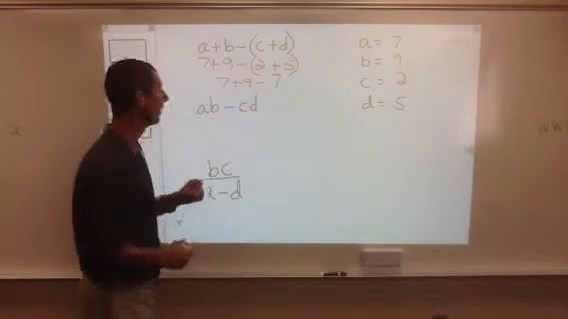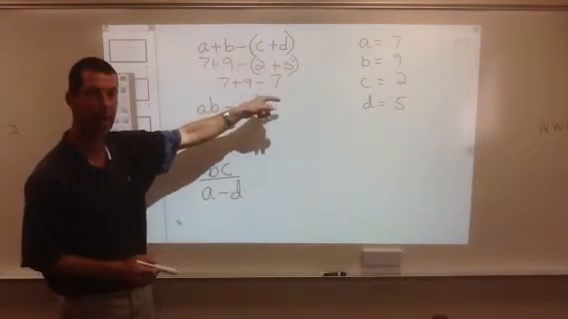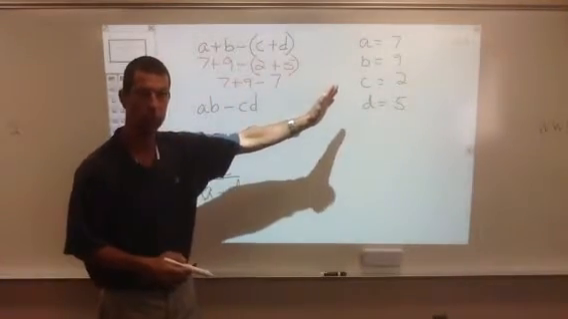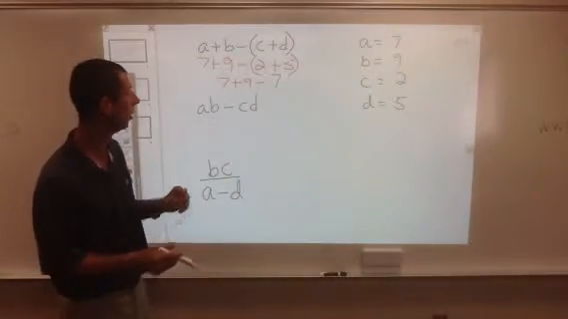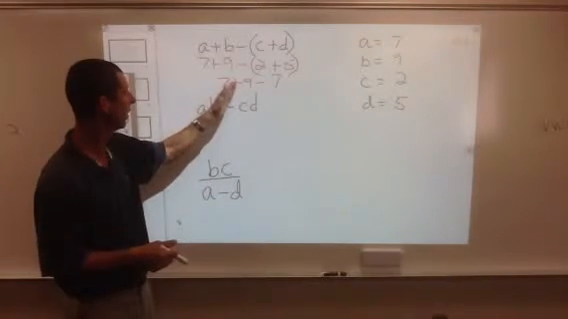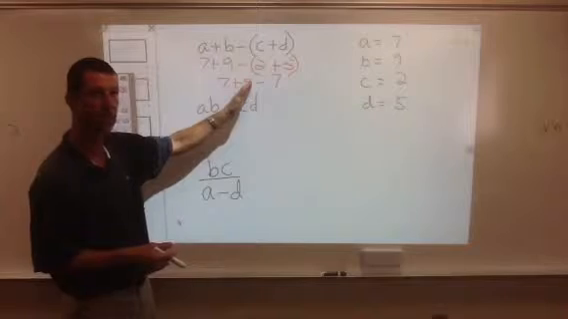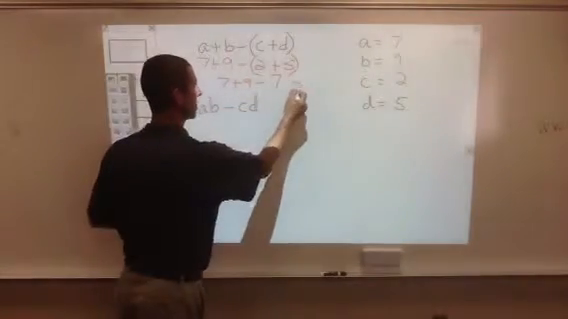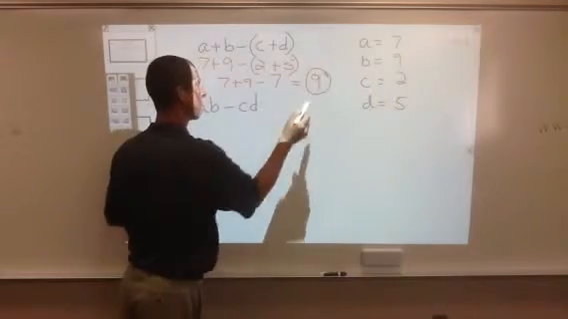Now my next step in this problem, I have addition and subtraction. I work from left to right, just like we read words out of a book, and we solve as we go. So 7 plus 9 is 16, and 16 minus 7 is 9. So this is going to equal 9.